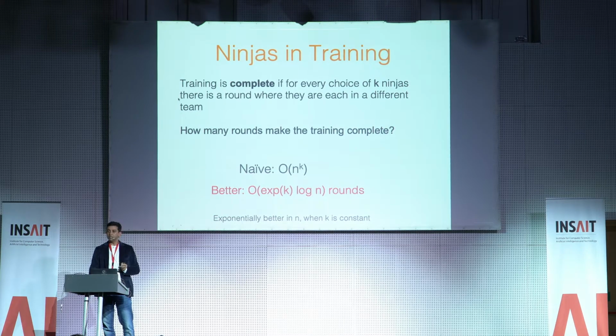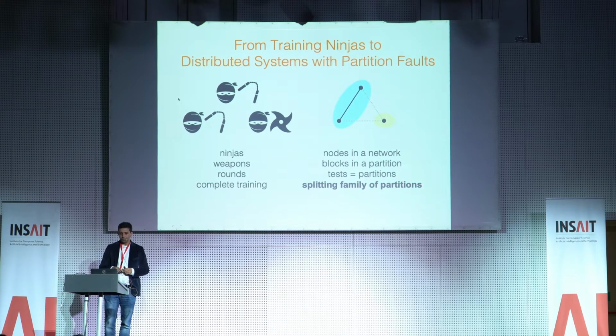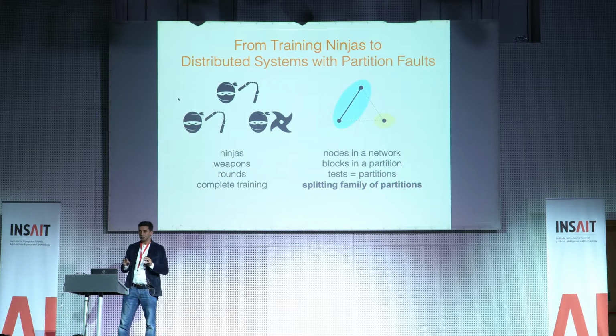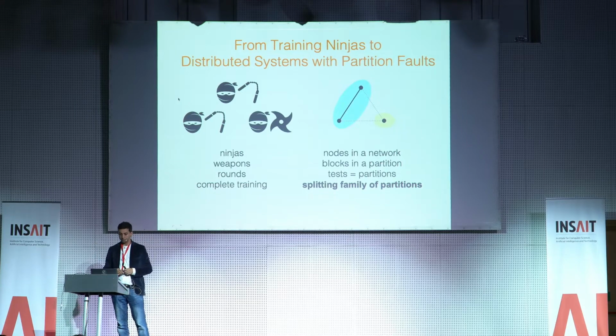Okay, so what do these ninjas fighting have to do with distributed systems? Well, you should think of the ninjas as the nodes in your distributed system. So these are the different processes that are communicating. The weapons you can think of as, when you have a network partition, you identify each partition with a different kind of weapon, right? So if you have partitioned the network, the ninjas are in different teams.